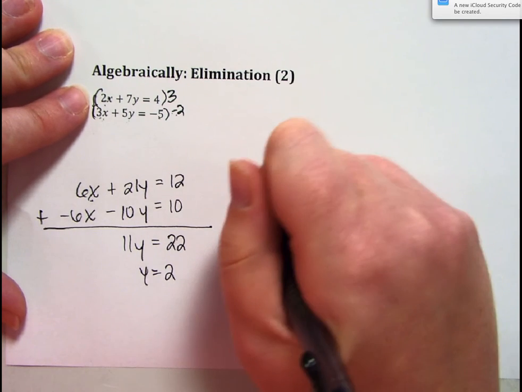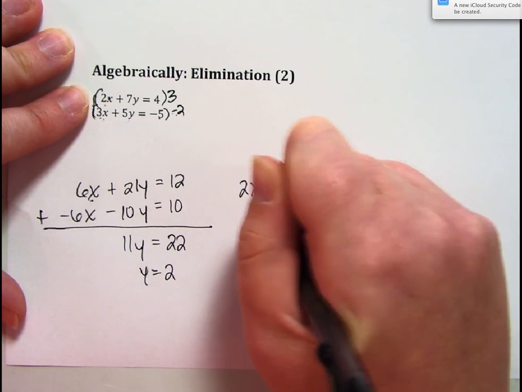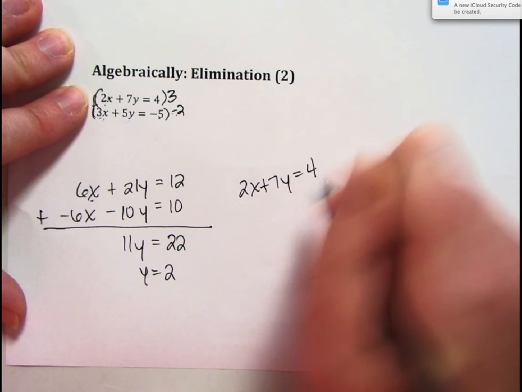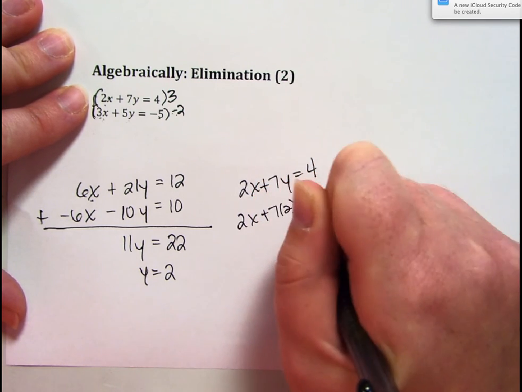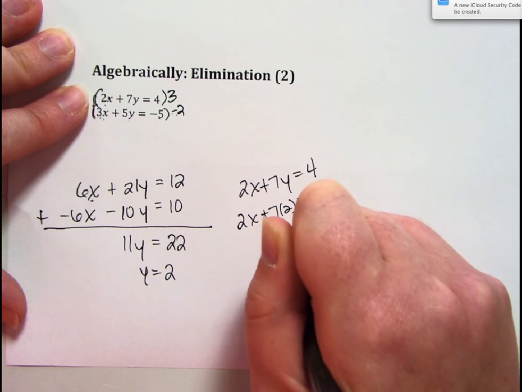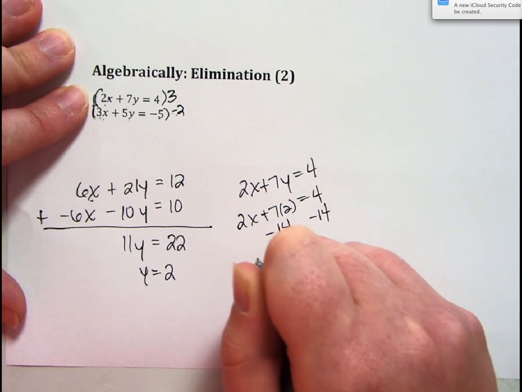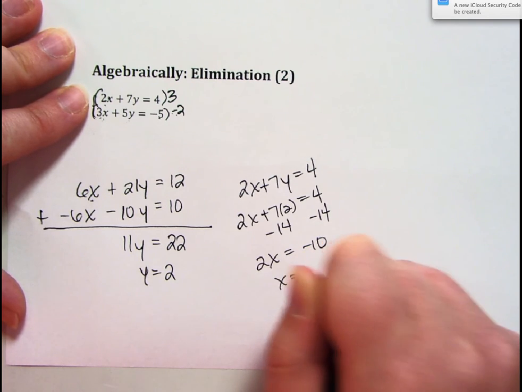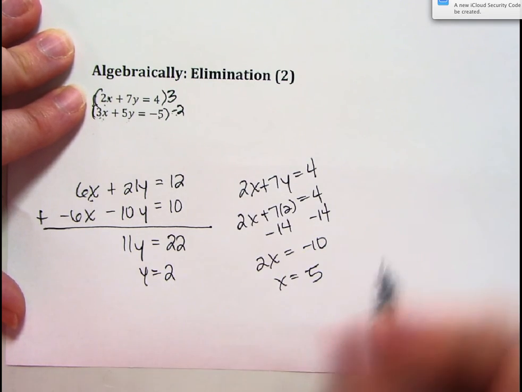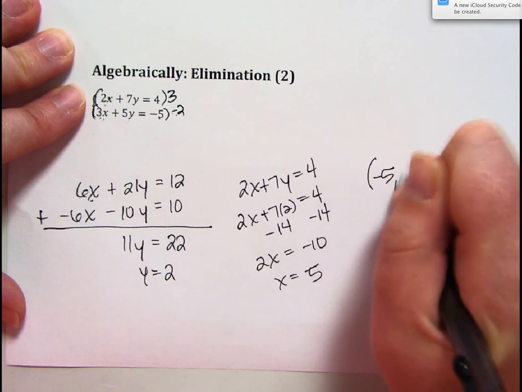Substitute y back in. So with the first equation, 2x plus 7y equals 4. This should be 2x plus 7 times 2 equals 4. I can subtract 14 from each side. 2x is equal to negative 10. X is equal to negative 5. So my solution would be negative 5, 2.